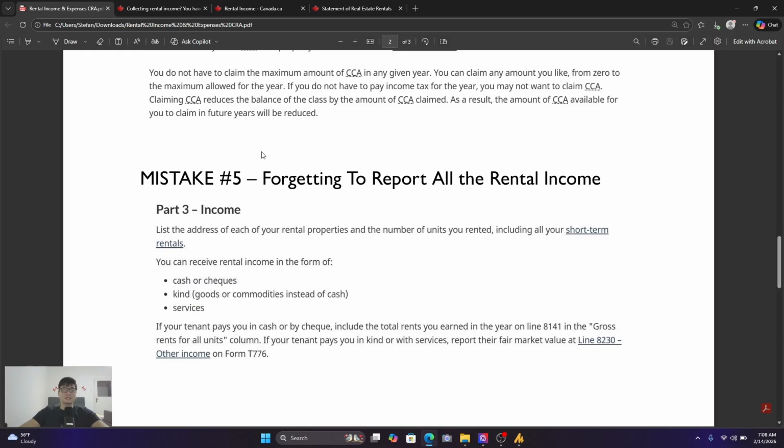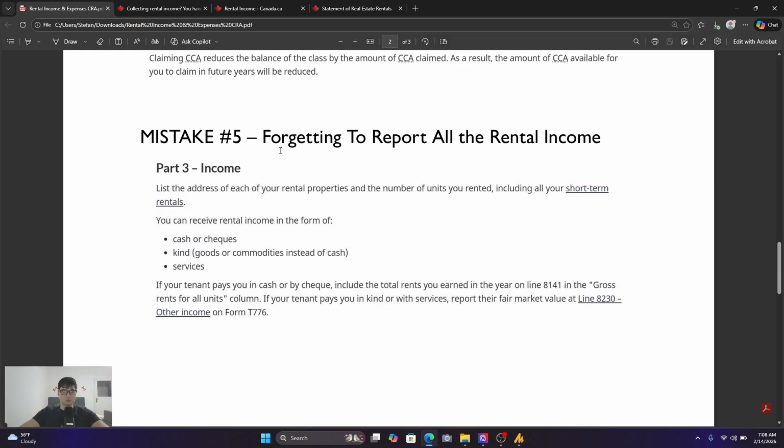Number 5, forgetting to report all the rental income. So again, what if your tenant pays you, but not with cash? They pay you with some sort of service or good. Maybe they do marketing for your business, whatever. You must show that as income. You can't just look at cash received as income. You have to include cash or check, kinds, goods or commodities, and services.